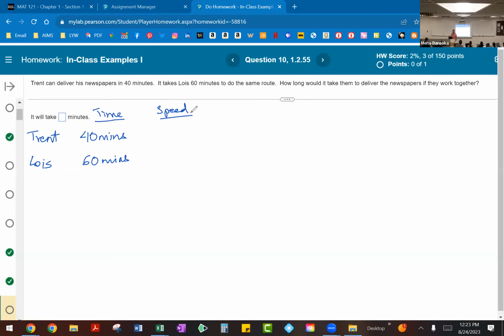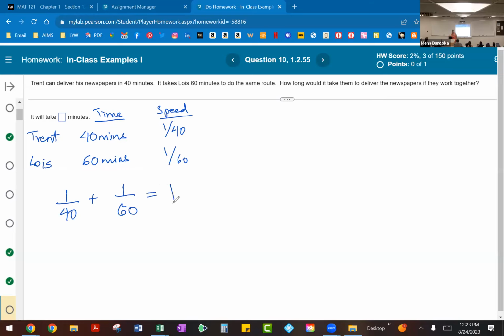his total job done, basically we would say in 1 minute, how much work would he have done? Okay, that's kind of what per minute speed would be. So in this case, we would say he's basically getting 1/40th of that work done in 1 minute, right? Because you just take 1 minute divided by 40. That would be the same way we would set up Lois. In 1 minute, she's going to get 1/60th of her work done. And then the way you set up this equation is you take both of their speeds, add that together.